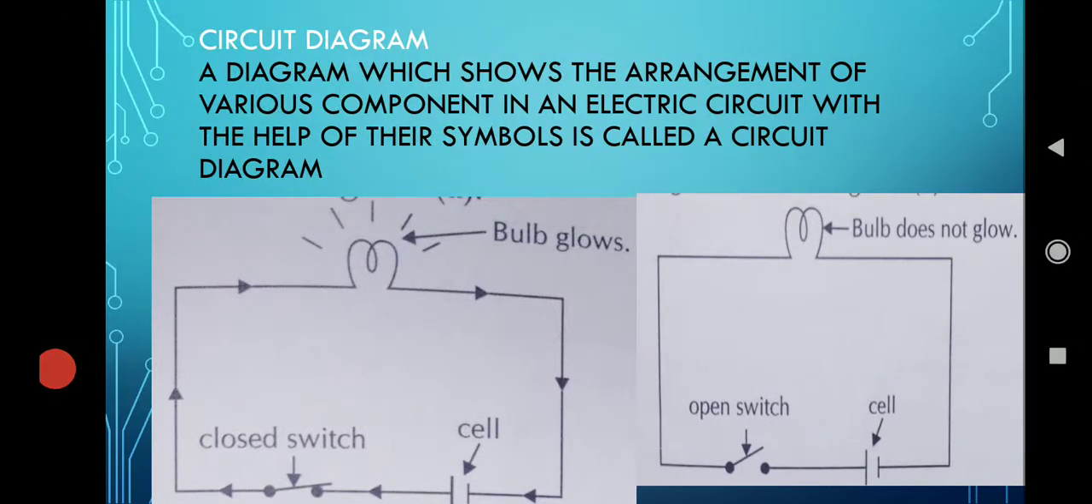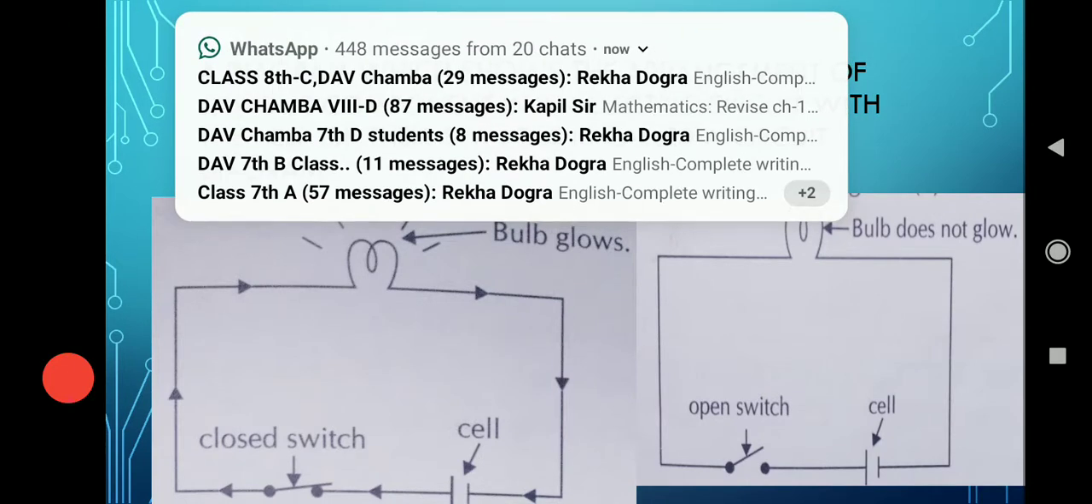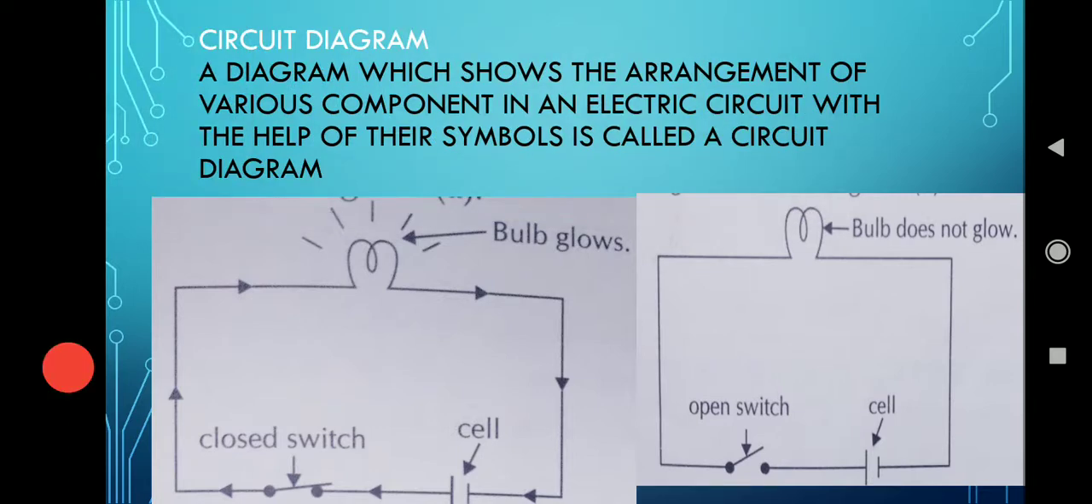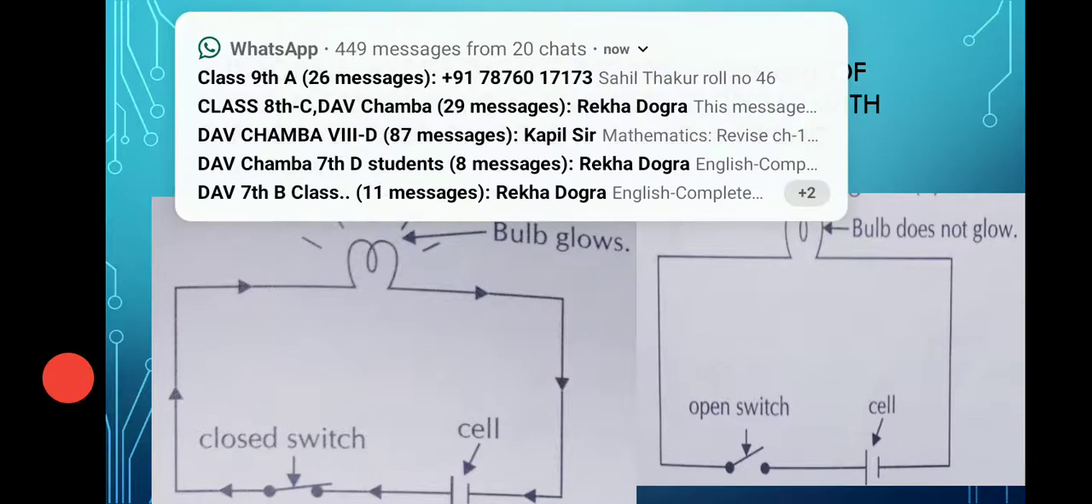For example, these circuit diagrams represent the open and closed circuit. An open circuit, we know, is an incomplete circuit which has some breakage, and a closed circuit is a complete and closed path through which electric current can flow.